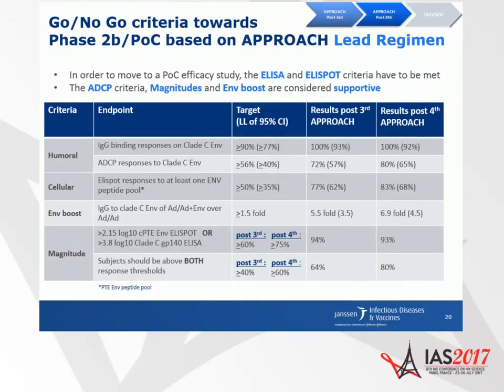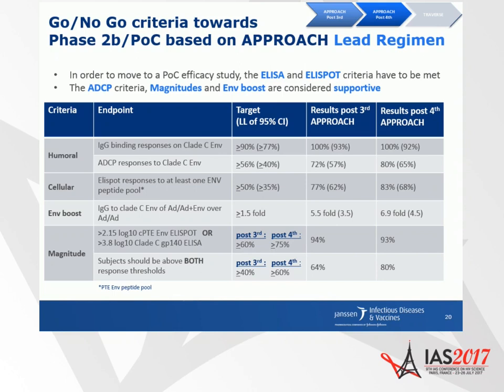So going back to the preset go-no-go criteria and now filling in the information that we have observed, you can see that we very nicely exceeded the preset criteria. We had 100% of responders for antibodies measured in ELISA, 80% of responders for ADCP, 83% of participants responded for cellular responses, and this is all for the lead regimen. We had an almost sevenfold increase of antibody titers by having the protein in the boost, so there is a reason to keep the protein there.